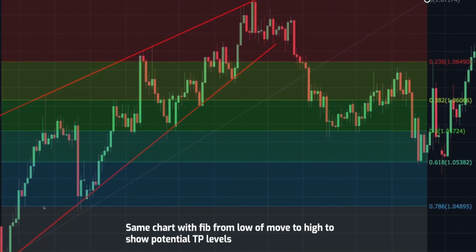Let's look at this with the fib tool. How does this look? So there we are with the same chart. We've broken there. We've put our fib tool. Where is the sweet spot, everybody? Yes, it's the 0.5 and the 0.618.